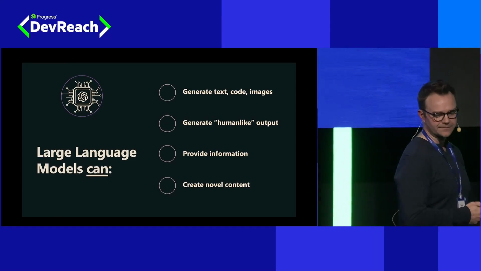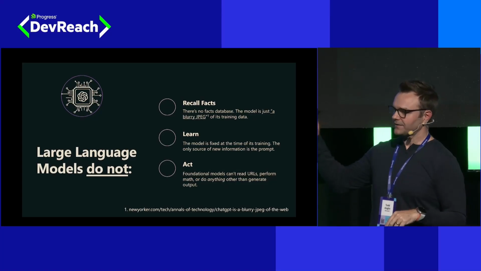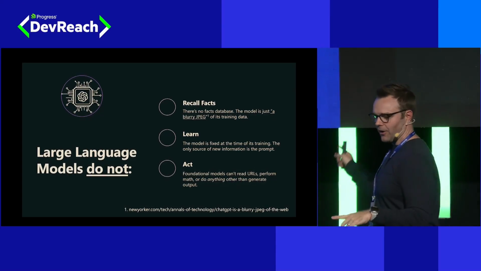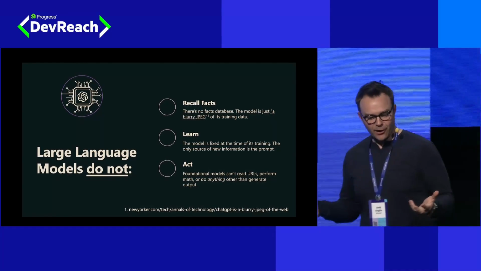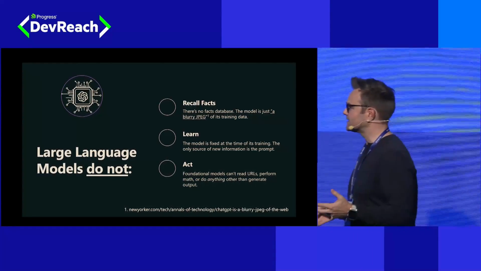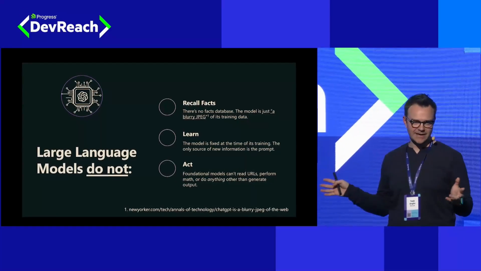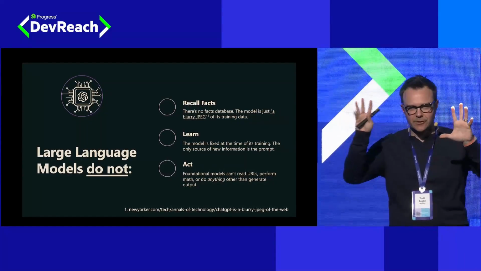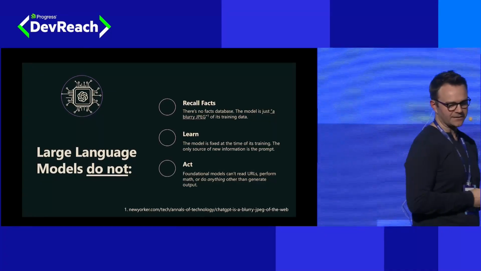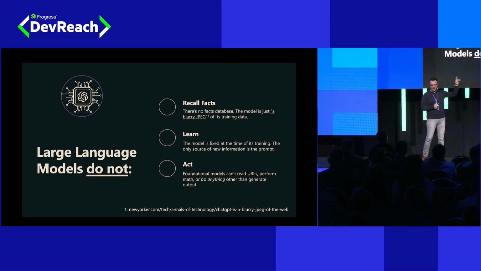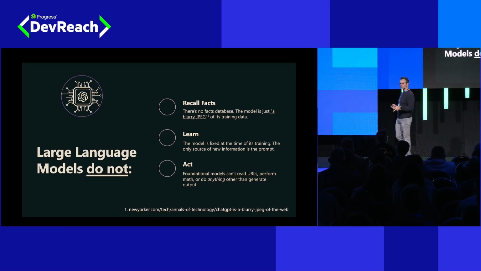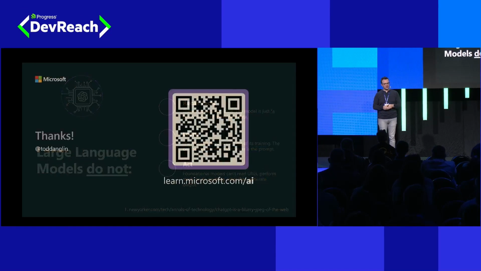Very novel, very creative. Large language models do not recall facts. There's a great article in The New Yorker, if you check out that link there, that summarizes that a large language model is not a fact database. It is just a JPEG of its training data. It's got this fuzzy picture of everything it's learned, and from that it tries to pull out its responses. It's not a fact engine. They do not learn, they can only be augmented, and they do not act. They cannot go search URLs, they cannot go do a calculation. That has to be done through plugins and integrations. All right, I've hit zeros.